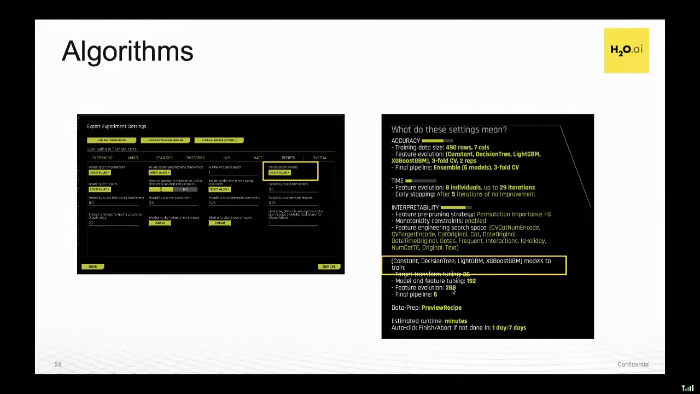And when you're looking at the game plan, this will be towards the bottom where I have a list of all the algorithms we're going to try. In this case, constant, decision tree, XGBoost, and so forth.